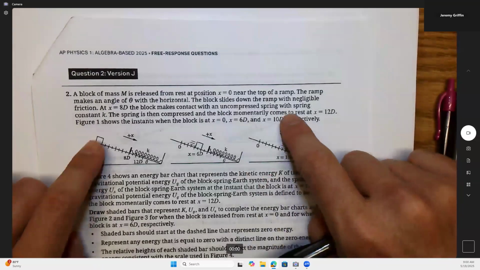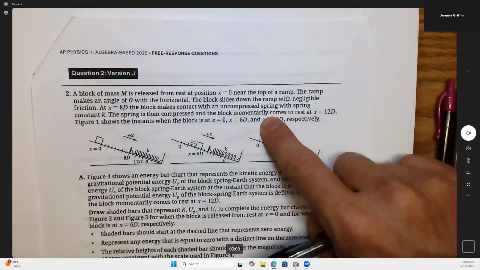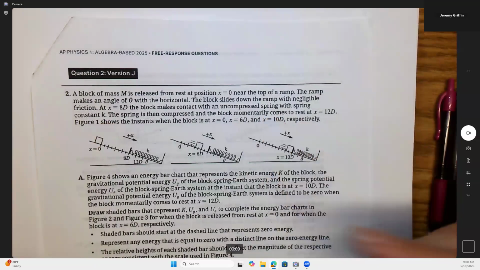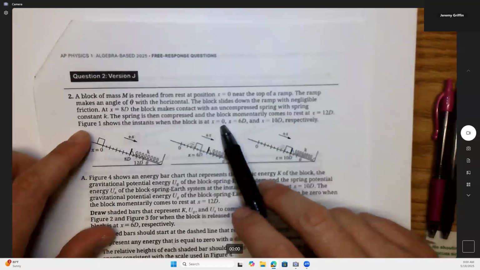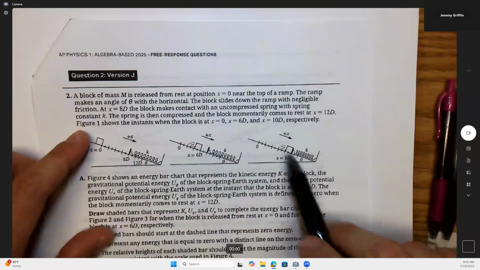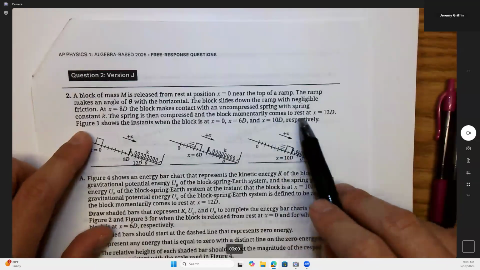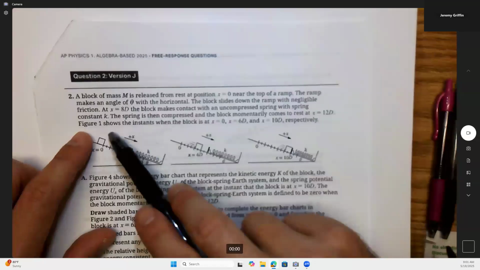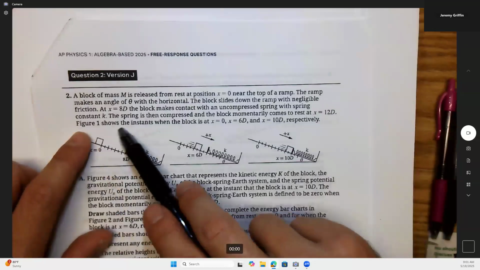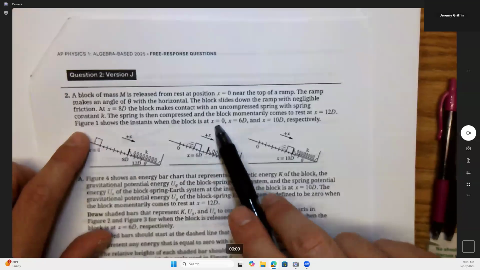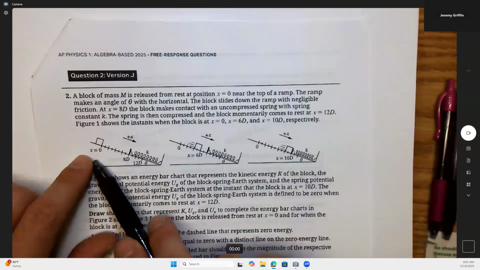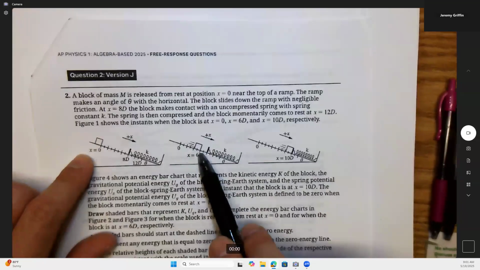So notice when it says momentarily comes to rest, that would be like the maximum compression, but not like an equilibrium. And if it did eventually come to equilibrium, it would not be as fast as much. Maybe half as much, I would guess. Figure 1 shows the instance when the block is at x equals 0, x equals 6D, and 10D.